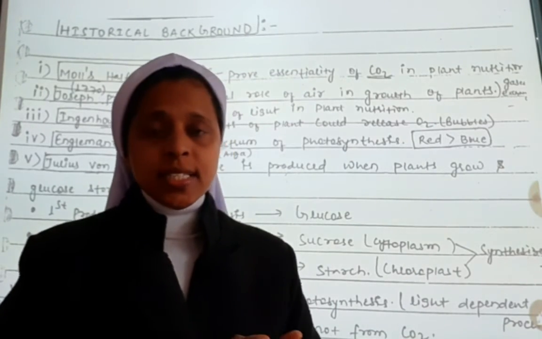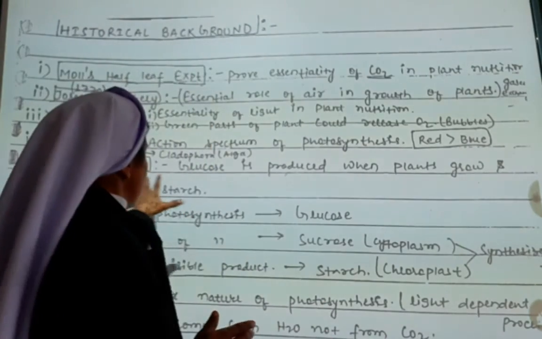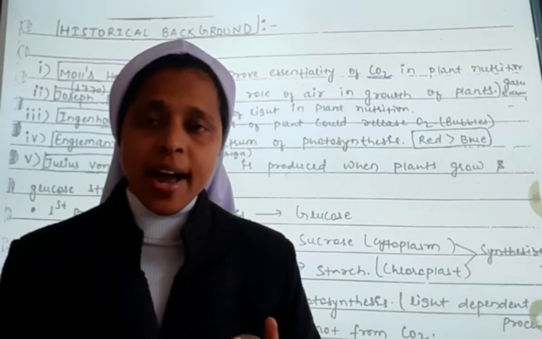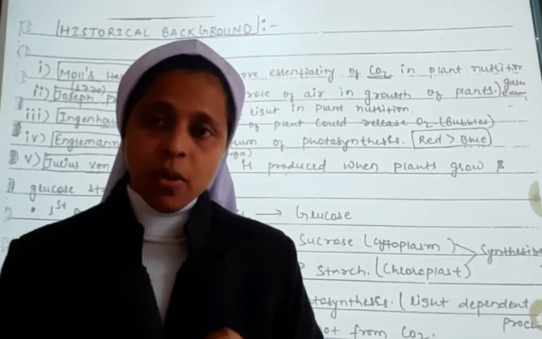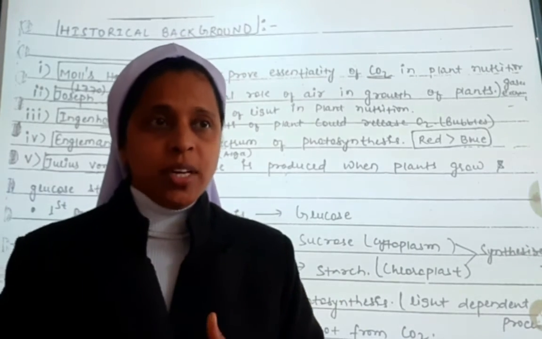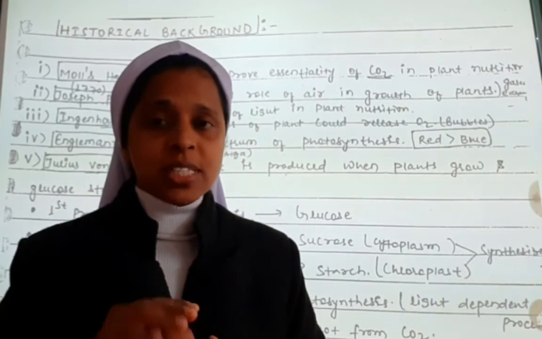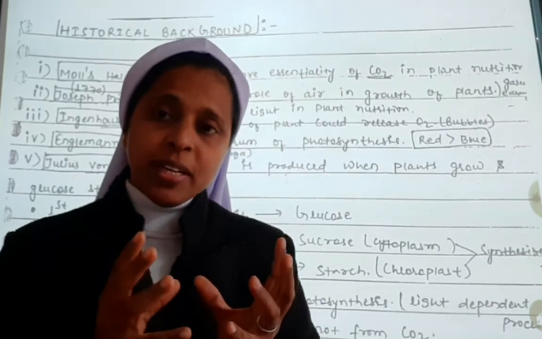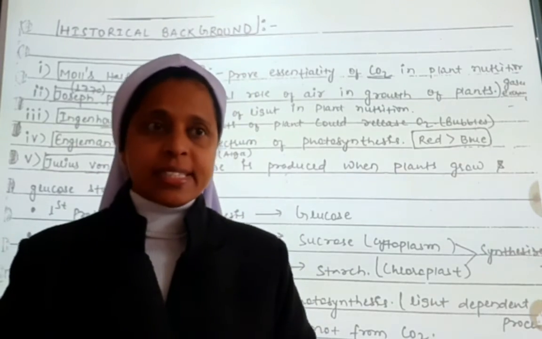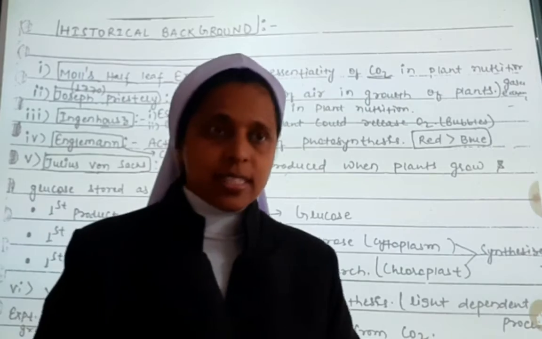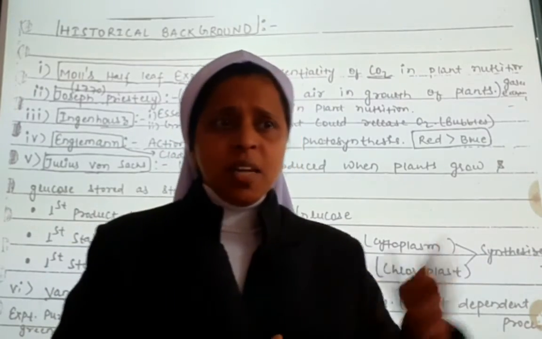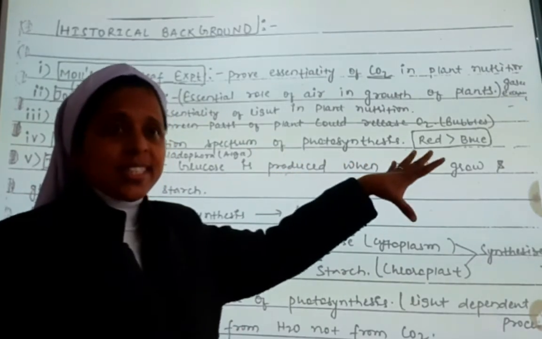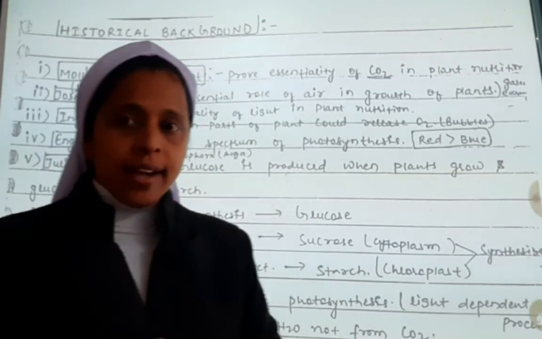And Julius von Sachs told that glucose is produced when plants grow, and glucose is stored in the form of starch. So Julius von Sachs says glucose is produced when the plant is growing, and how it is being stored: it is stored in the form of starch. And Engelmann did the experiment on the action spectrum of photosynthesis in Cladophora, that is an alga that we all know.